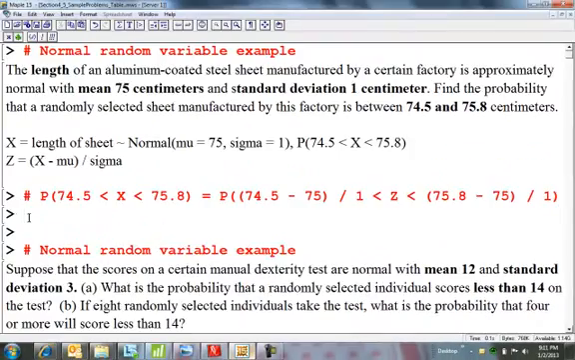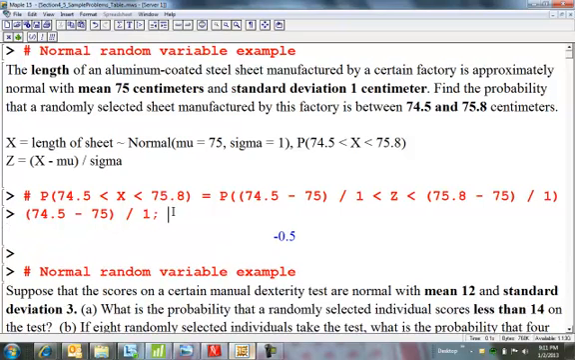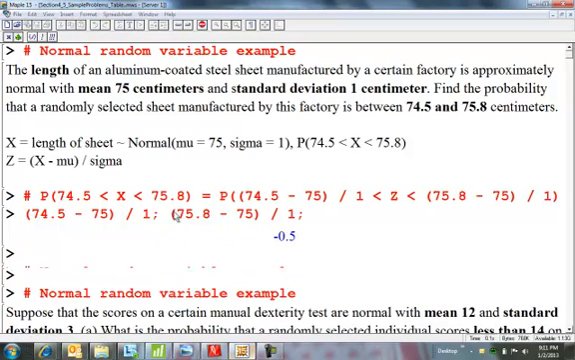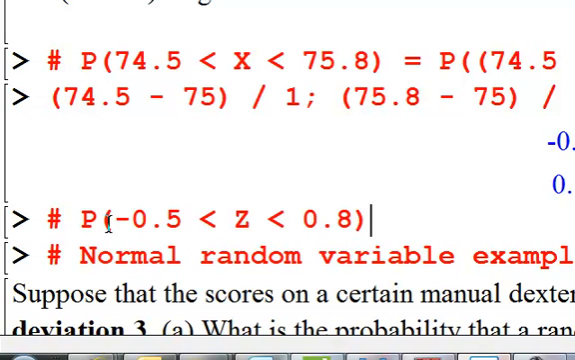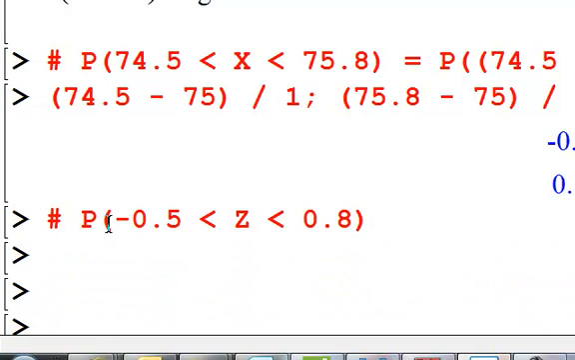So here's what I'm trying to do then. 74.5 minus 75 divided by 1 is negative 0.5, and 75.8 minus 75 divided by 1 is 0.8. So I want to find the probability of z being between negative 0.5 and 0.8. So let me make another line here. I'm going to go to my z table.